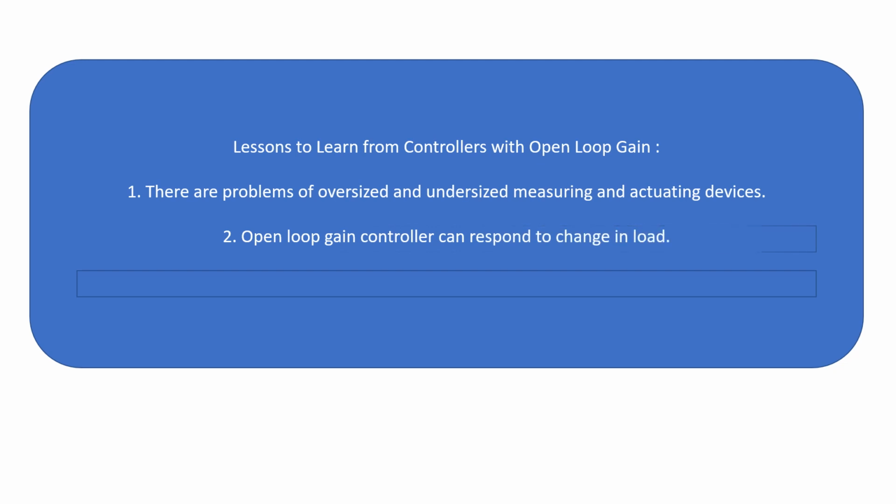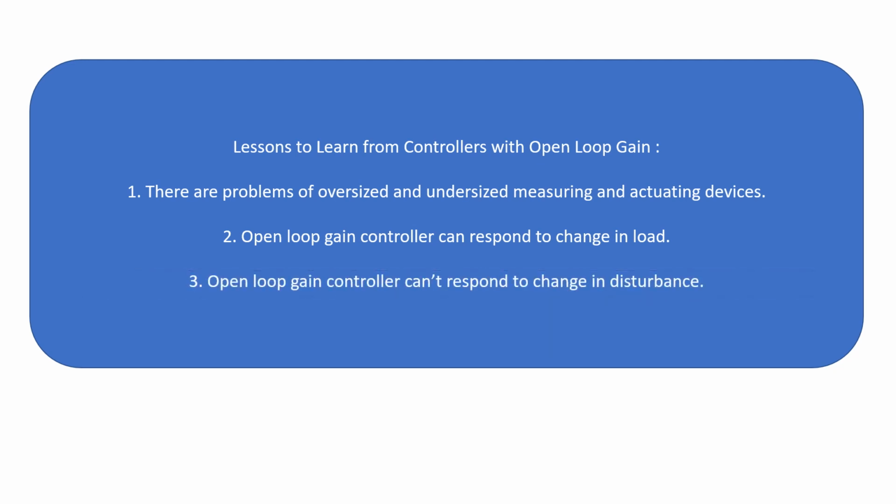Next lesson is that controller with open loop gain can respond to change in load. It means that the change is initiated by the user or customer of the system. In this case, change in water flow rate can be responded to maintain chlorine concentration.